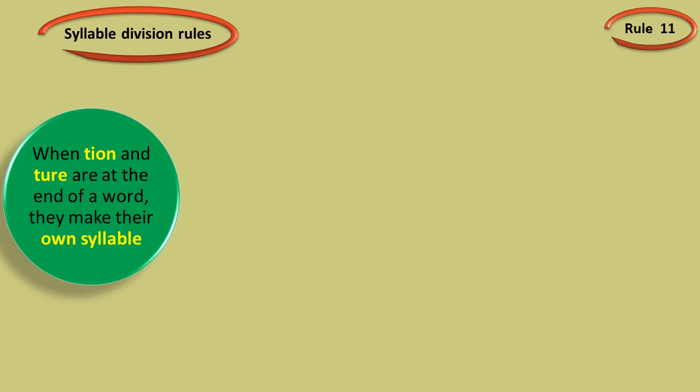Rule 11. When TION and TURE are at the end of a word, they make their own syllable. That means the word is divided exactly before TION or TURE. Let's try to understand with the help of some examples.